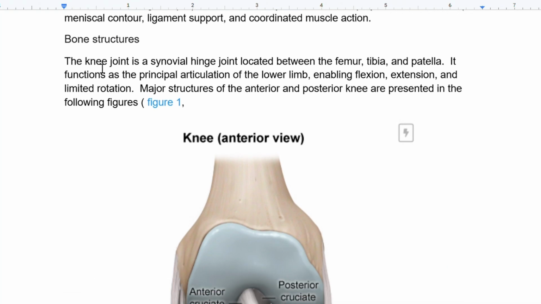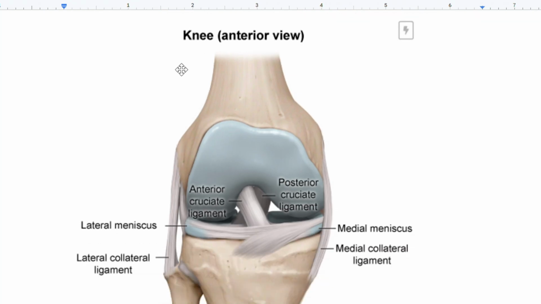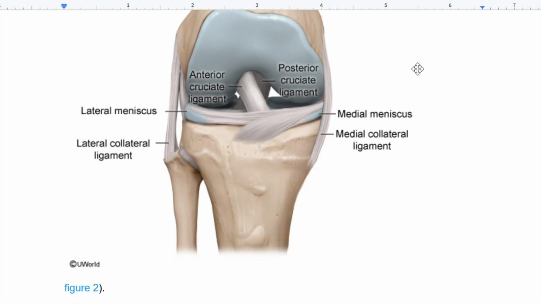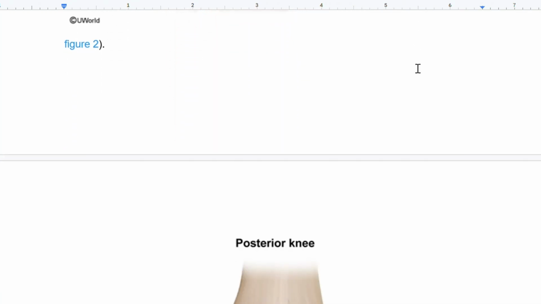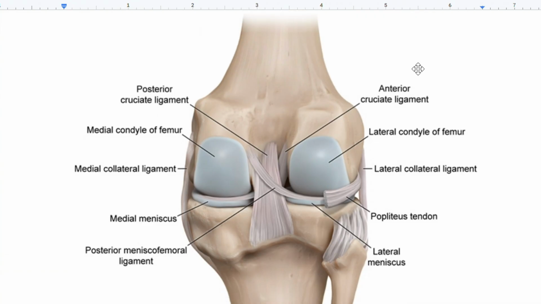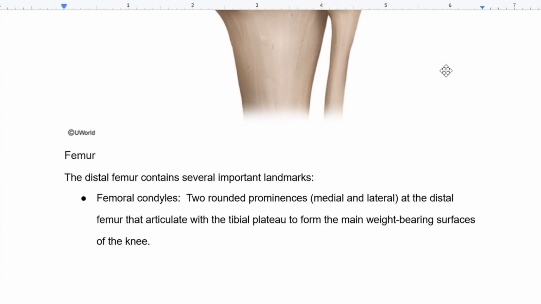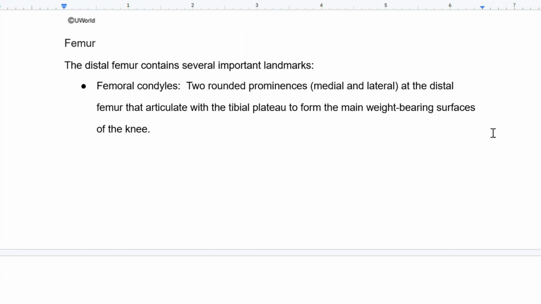Bone structures. The knee joint is a synovial hinge joint located between the femur, tibia, and patella. It functions as the principal articulation of the lower limb, enabling flexion, extension, and limited rotation. Major structures of the anterior and posterior knee are presented in the following figures. See Figure 1. And see Figure 2. Okay. Femur. The distal femur contains several important landmarks.